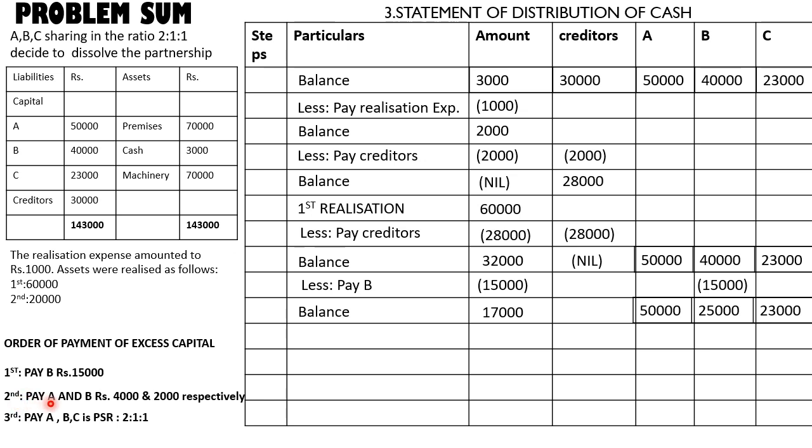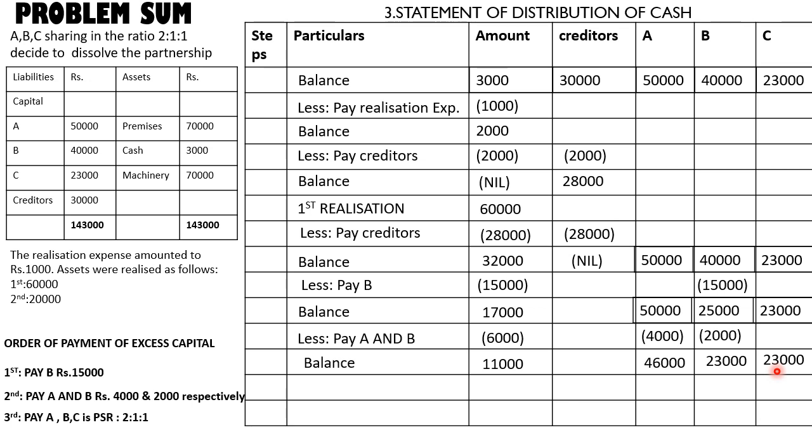The second order of payment states that we need to pay A and B amount of 4,000 and 2,000 respectively. In total we have to pay 6,000. Yes, we have sufficient amount, so we can clear this order of payment also. So here we'll note down, let's pay A and B a total amount of 6,000, from which 4,000 will be paid to A and 2,000 will be paid to B. So we'll subtract it and we'll get the balance as 11,000, 46,000, 23,000 and 23,000.